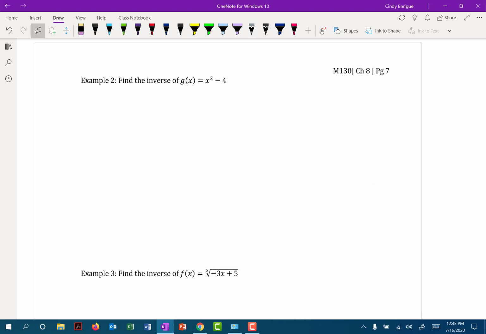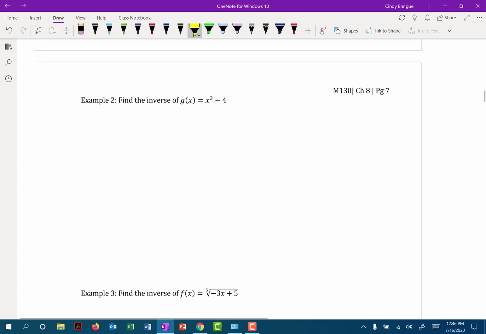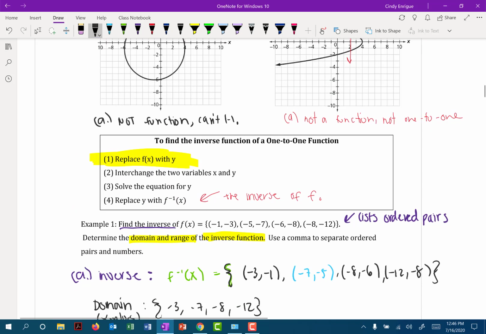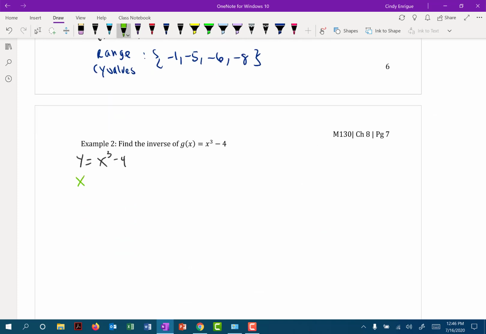For number 2, we are going to be following the steps that were outlined. The first step says, replace f of x with y. So I need to change f of x to the notation of y. So y is equal to x cubed minus 4. Now, step number 2 tells me to switch the x and y variable. So I'm literally going to switch it. So x is equal to y to the third minus 4. I switched the x and y values.